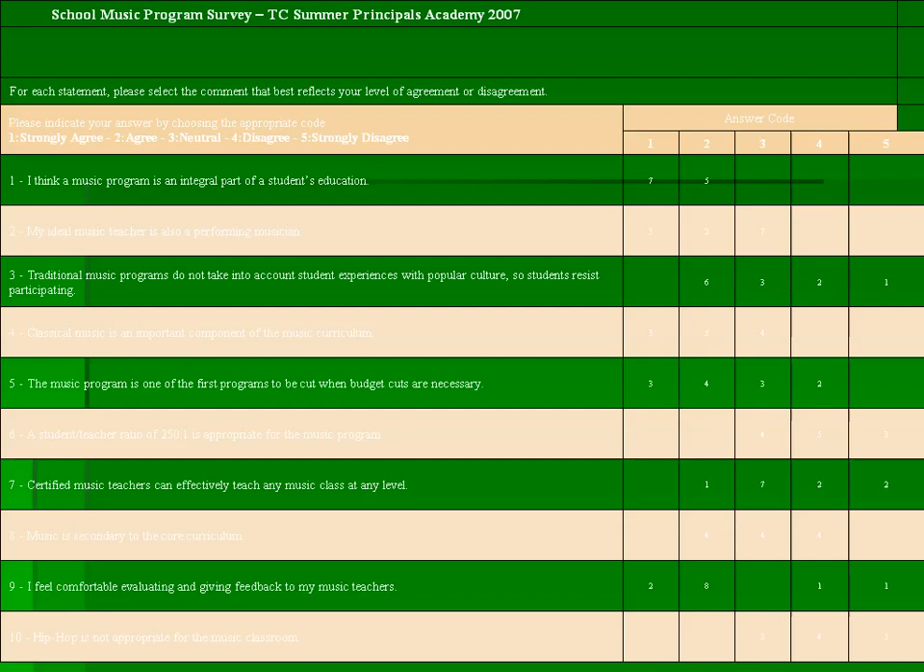So if you look at item number 5, the music program is one of the first programs to be cut when budget cuts are necessary. You can see there's a fair amount of spread. Nobody strongly disagreed with that, but at least some people disagreed. There were several people that clearly agreed, 3 people that agreed and 3 people that strongly agreed and 4 people that agreed.